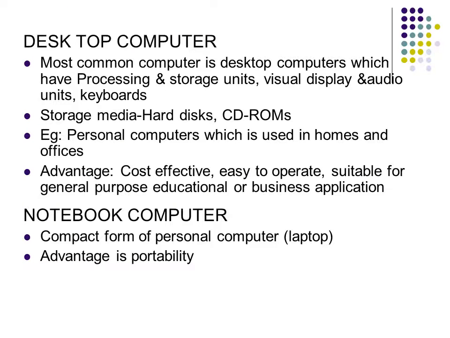So first of all we discuss the desktop computer. Desktop computers are also called personal computers, and the most common computer is the desktop computer, which has processing and storage units, visual display and audio units, and keyboards. The storage media for a desktop computer are hard disk and CD-ROMs. These personal computers are used in homes and offices. The advantage of a personal computer is that it is easily located on our desk, it is very cost effective and easy to operate, and it is used in normal general purpose educational and business applications.